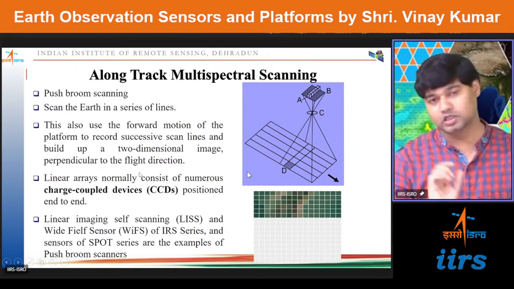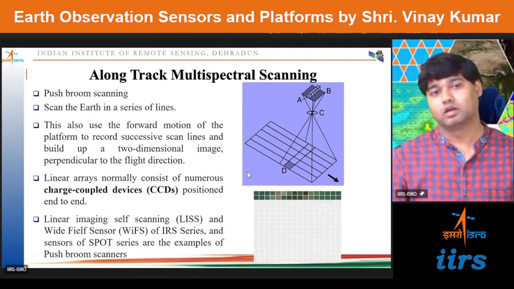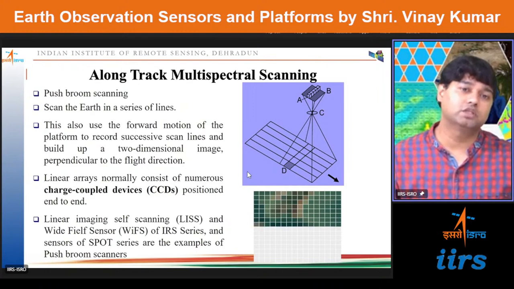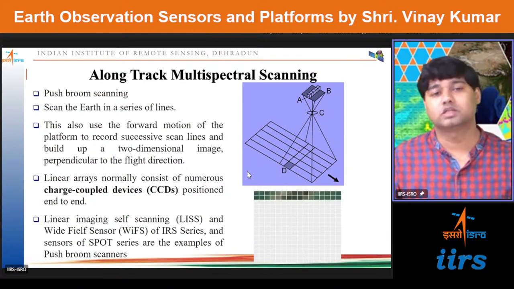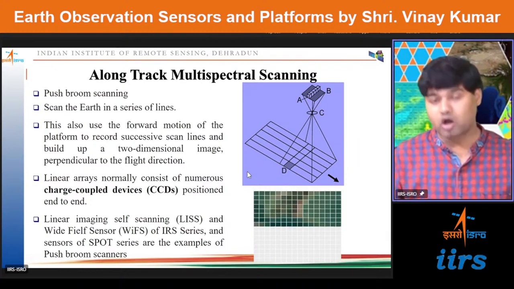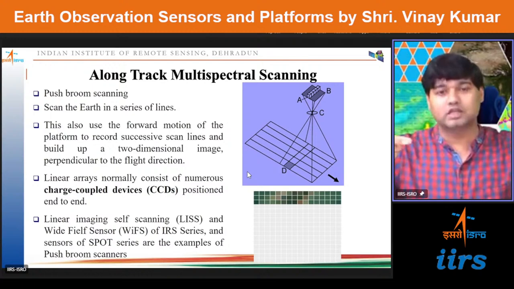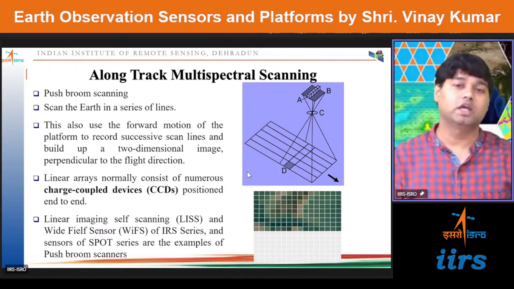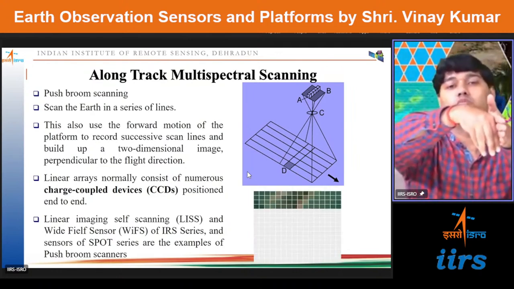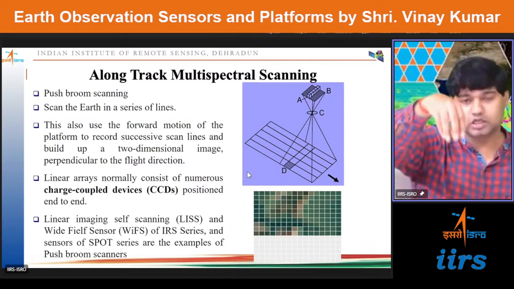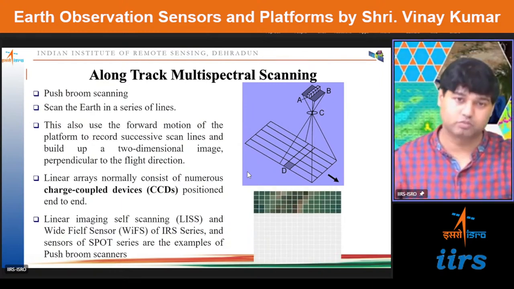And the particular detectors which are placed in the linear array are called charge coupled devices. Examples of this are the Linear Imaging Self-Scanning sensor, the Wide Field Sensor of the IRS series, and sensors of the SPOT series. Now, in this case, the dwell time is a little long because at the same time when the satellite is moving, it is collecting the data. But in case of the whisk broom scanner, the rotating scan mirror has to collect pixel by pixel, but the satellite is also moving. So the time up to which the detector is looking to the Earth's surface is a little smaller in case of your whisk broom scanner.